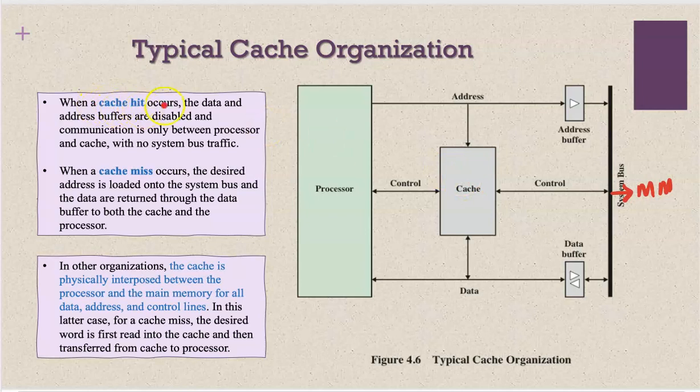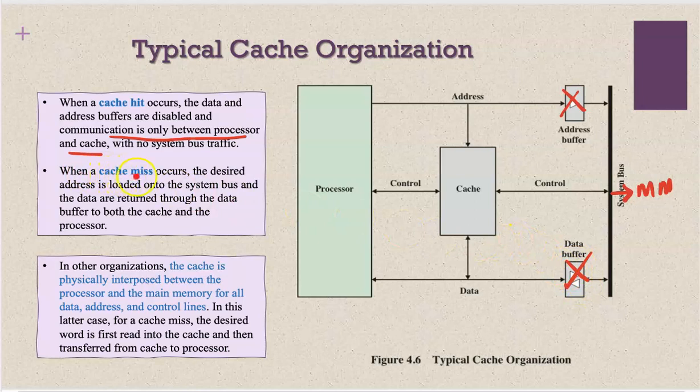Now, in a cache hit, the data and address buffers are disabled. So when the CPU asks the cache, do you have what I want? The cache says yes. Immediately, these buffers would be disabled, which means there would be no traveling towards the main memory. It's blocked. That is what it means when it is disabled. So communication is only between the processor and the cache with no system bus traffic. So you are minimizing traffic because you are disabling the system bus, or the address buffer and data buffer.